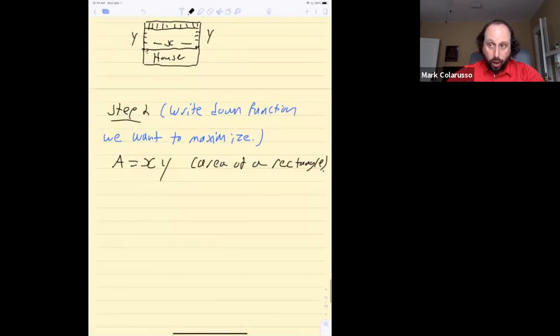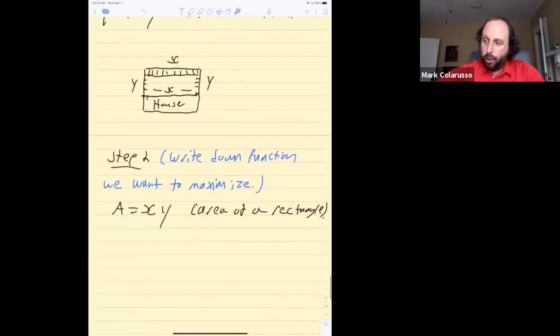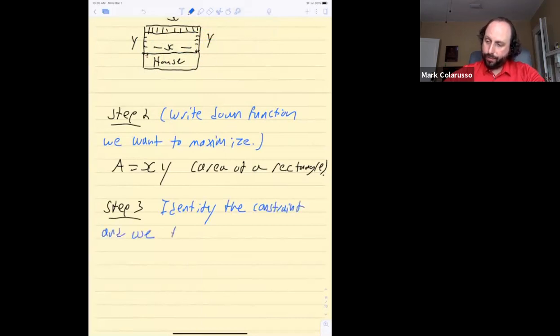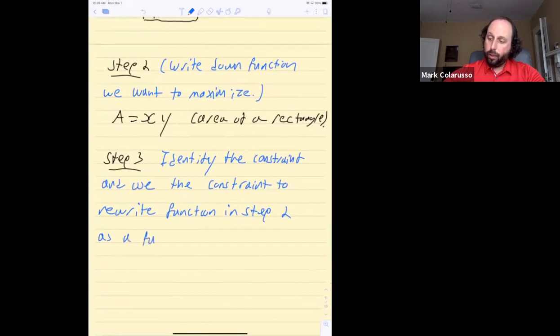Okay, again, that's a function of two variables, right? It's a function of the length of the yard, and the width here of the house. All right, and so now step three is identify the constraint, and use the constraint to rewrite the function in step two as a function of one variable.